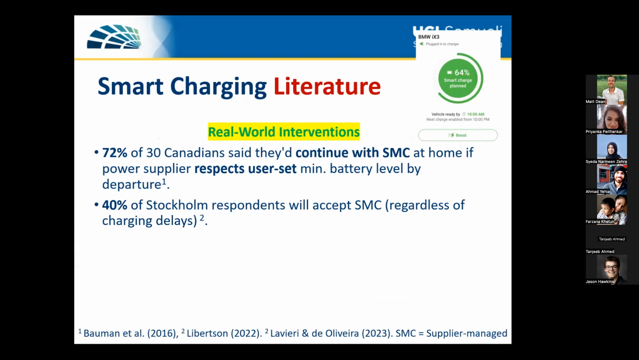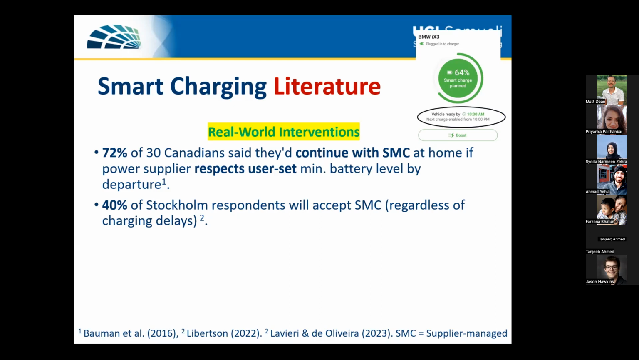Well, there were two really early real-world interventions or pilots that demonstrated EV smart charging. One was in Canada, where they interviewed 30 drivers participating in the supplier-managed charging program and found nearly 3/4 would accept a future program when given the option to set both a minimum battery level and a departure time. For example, like I want to have my vehicle fully charged up by 7 a.m. each morning. And over half of the participants would also accept a future program if paid less than or equal to $10 a month. So participation incentives may be small.